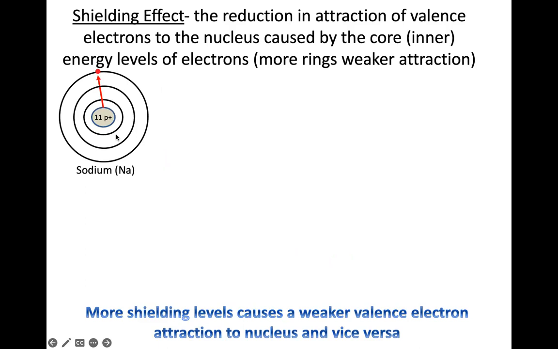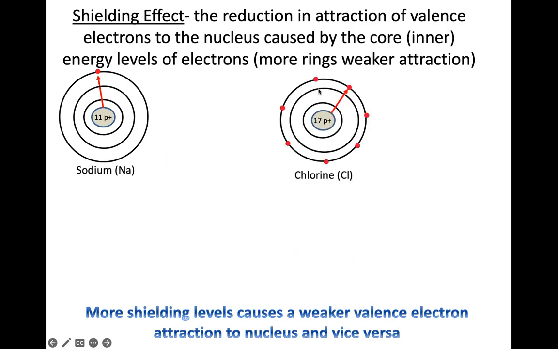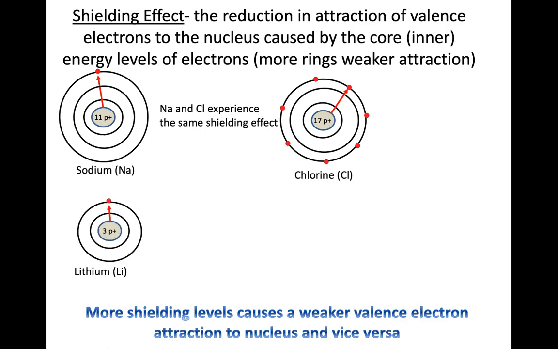If we were going to compare a sodium atom to a chlorine atom, what we're going to see is they have the same levels of shields. There are 3 rings for each of these. So the shielding effect is identical for these two atoms. Shielding relates merely to how many energy levels have electrons on it. So if we're thinking about the shielding effect, sodium and chlorine experience the same shielding effect. They have the same number of rings.